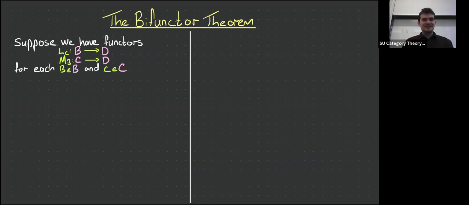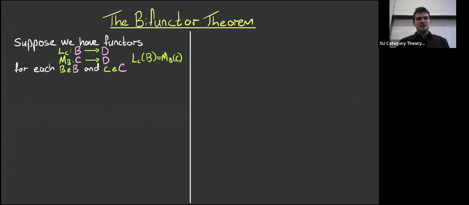So here's the idea. Suppose we have families of functors. We've got these L_C from B to D. I'm using pink here to represent categories and green for objects and functors and so on. So we've got this L family of functors indexed by objects of C, and this M family, which is indexed by objects in B. And they satisfy this property that L_C of B is equal to M_B of C. Okay, so that's our starting point.